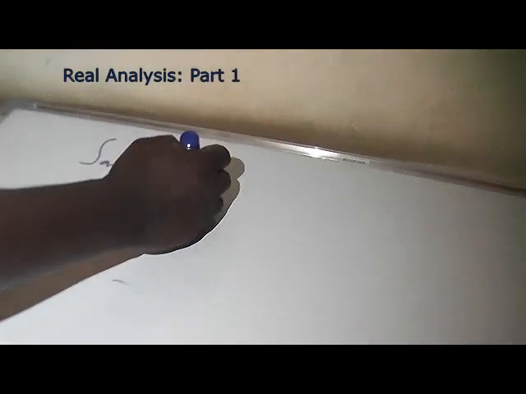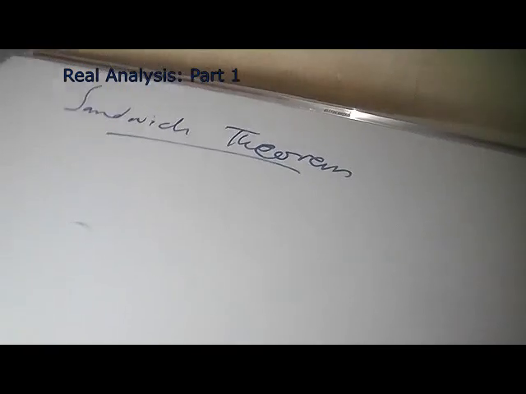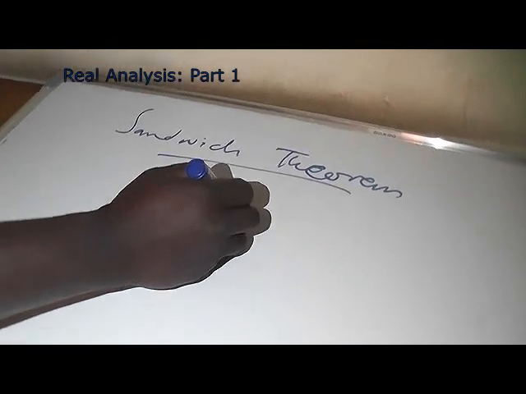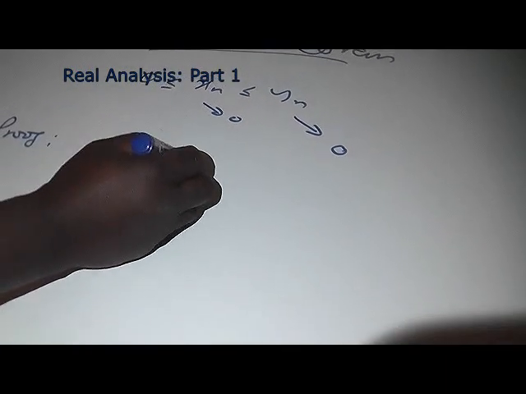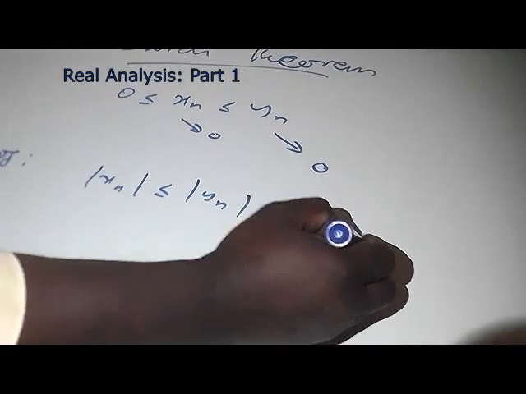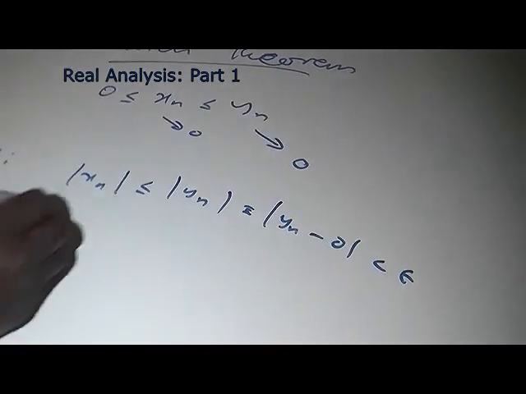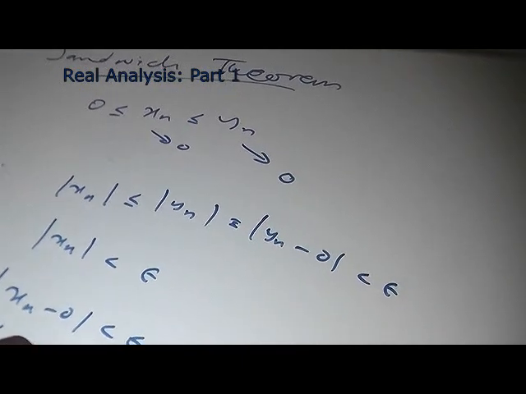Now, we check out the Sandwich theorem of sequences. If 0 is less than or equal to xn and less than or equal to yn, and yn converges to 0, then xn will converge to 0. And the proof is, xn is certainly less than yn. But yn tends to 0, this is yn minus 0 is less than epsilon, meaning that xn is less than epsilon, meaning that xn minus 0 is less than epsilon, which means xn converges to 0.